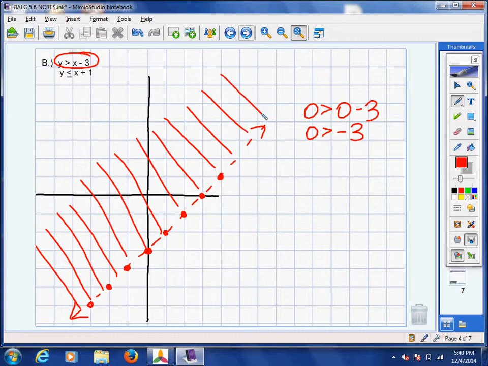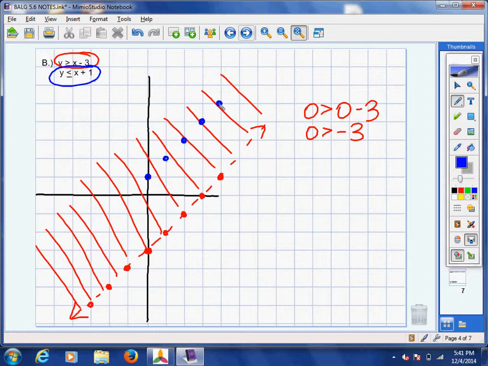There's my shading, and I'm done with that one. So I'm going to switch colors, go to a different color, blue or black. I'm going to go to blue, and at this time I'm going to graph y is less than or equal to x plus 1. Looks like the y-intercept is at 1, so let's mark that. And then we're going to go up 1, right 1. We're just going to keep doing that for a little while.